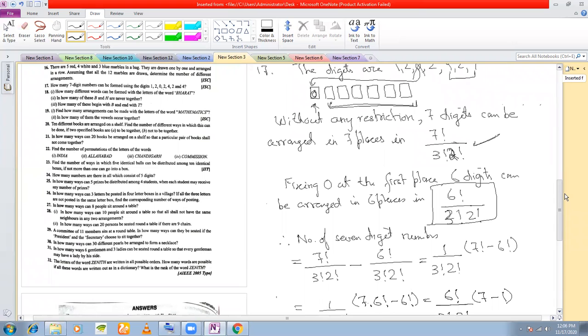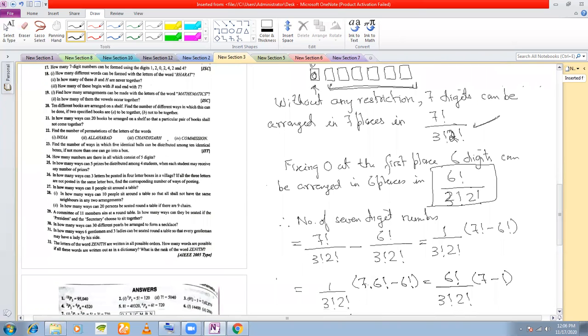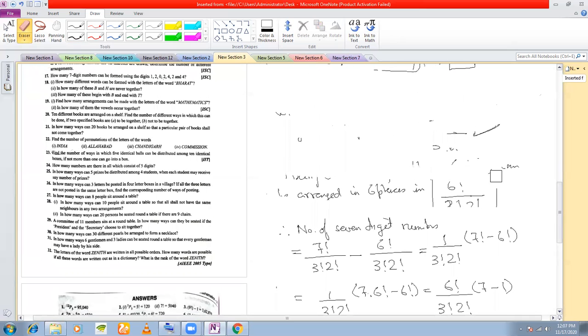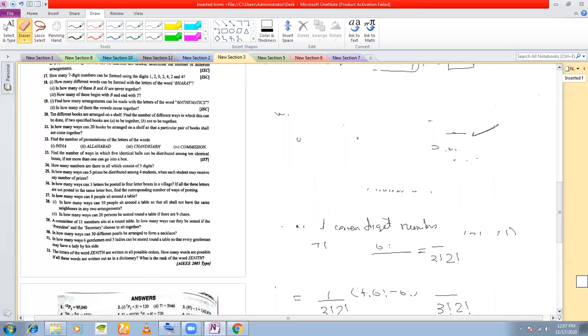Now these are our number 22. You can do it on your own. Commission and India I have already shown you. In a similar manner, you can arrange the letters of the word Allahabad also, Chandigarh also, and commission also. You can do it very easily. Let us do one problem that is a little twisted one.